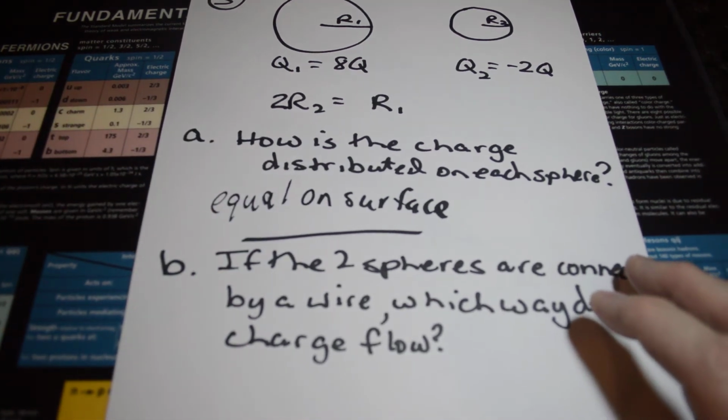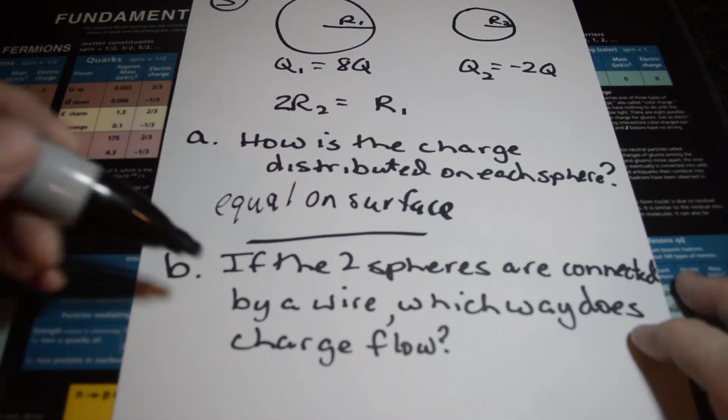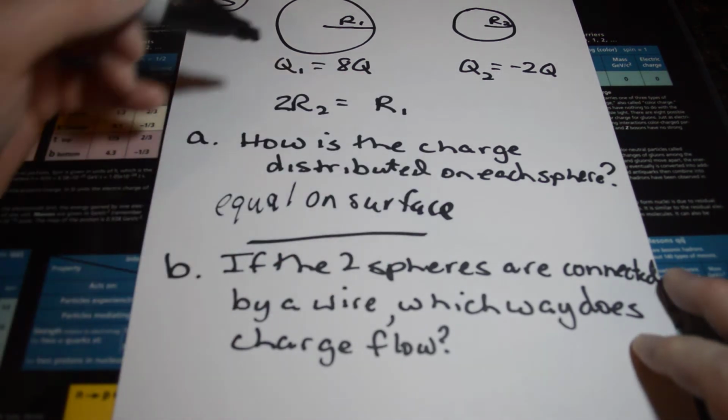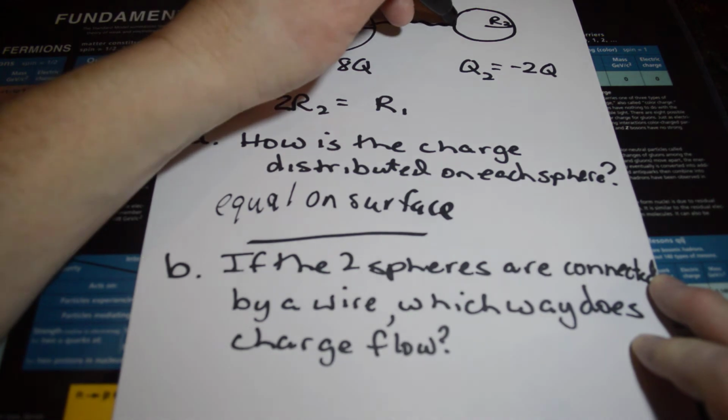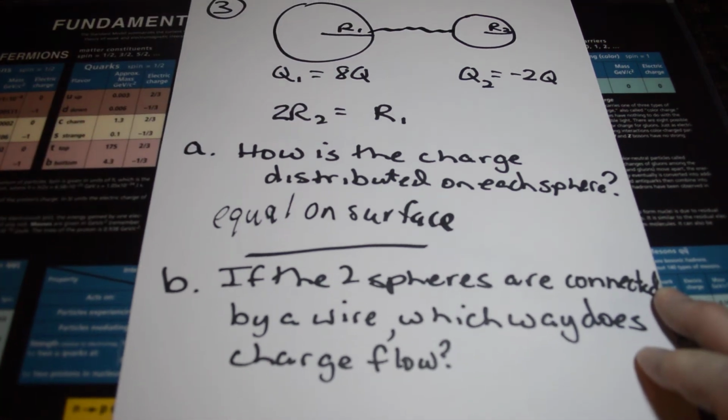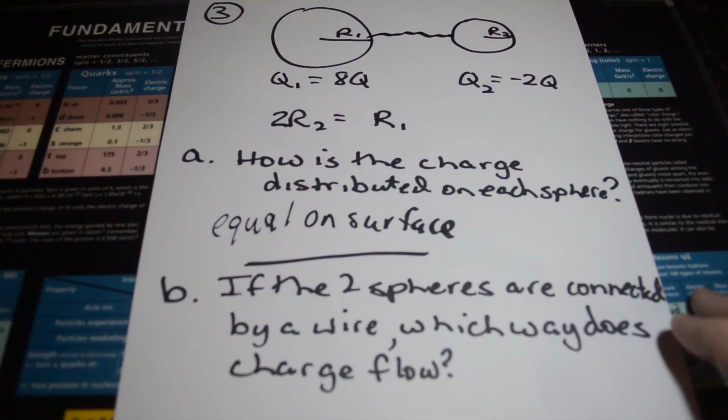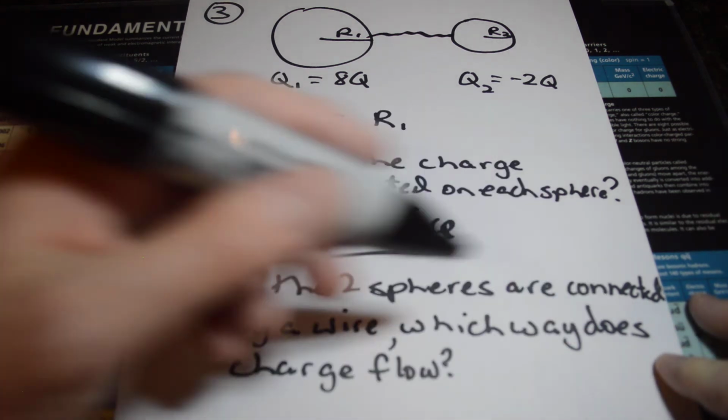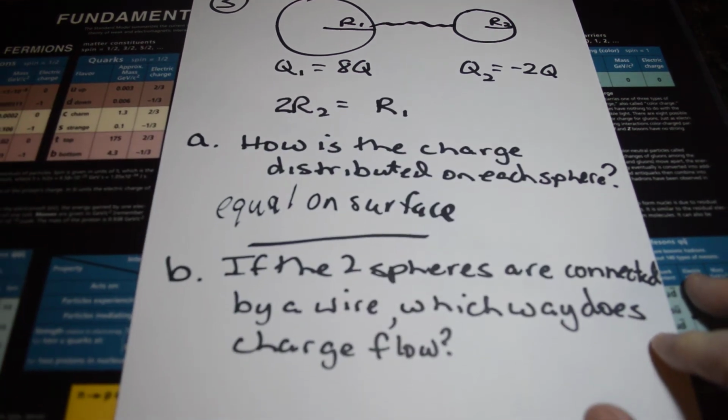Okay. Second question says, if the two spheres are connected by a wire, so now you have a wire connecting the two up on the top, by which way does the charge flow, if at all?